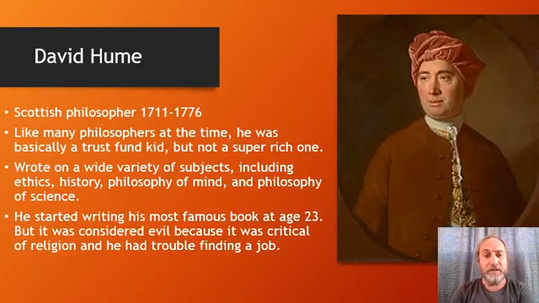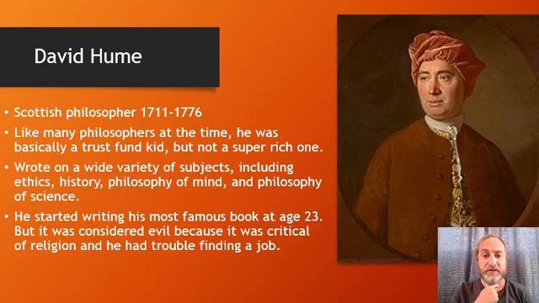David Hume was a Scottish philosopher. He lived in the early 1700s. The way philosophy happened back then was you kind of had to be rich. I don't think he was super rich, but he did have the equivalent of a trust fund that helped him get by writing philosophy for a while. He wrote on an astonishing amount of subjects: history, ethics, philosophy of mind, and he'll come up many times in this course in philosophy of science.